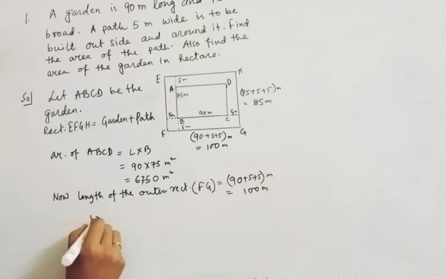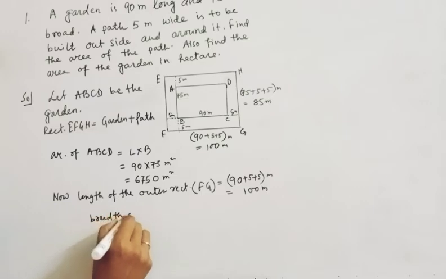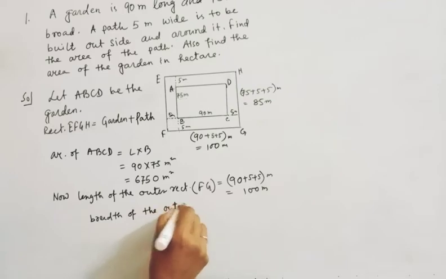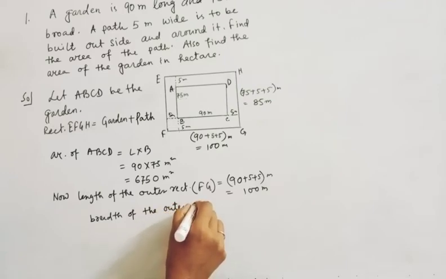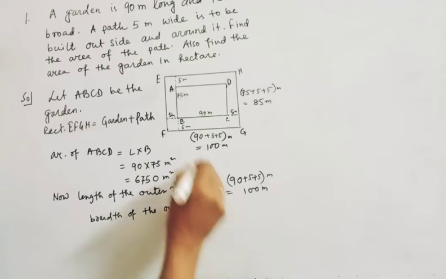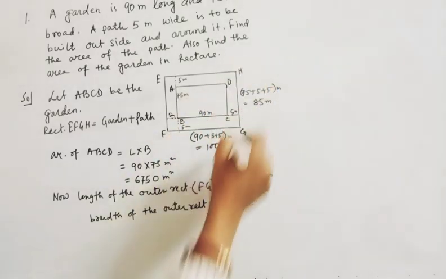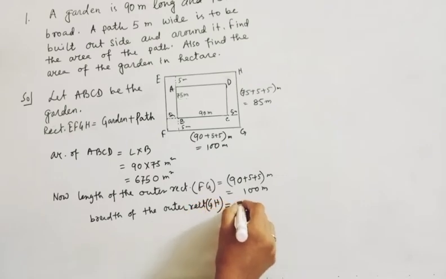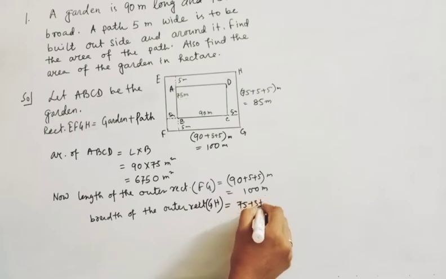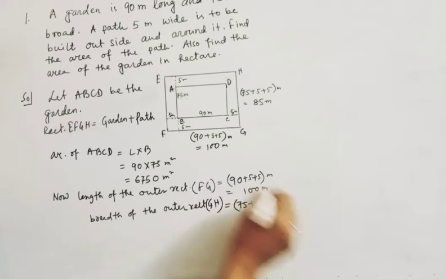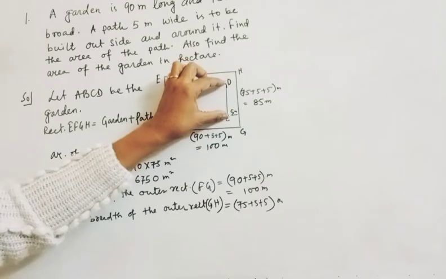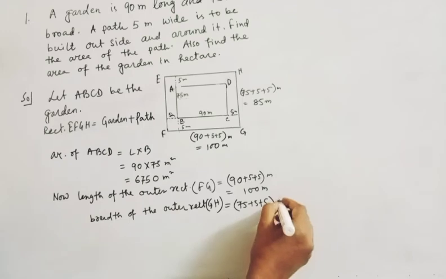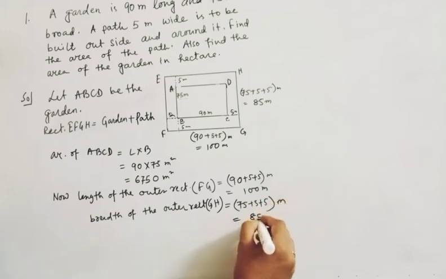And breadth of the outer rectangle, say it is GH, equal to 75, again plus 5 meter. It was 75, so from here it is 5 and here it is 5, so it will be 75 plus 5 plus 5 meter, that is 85 meter.